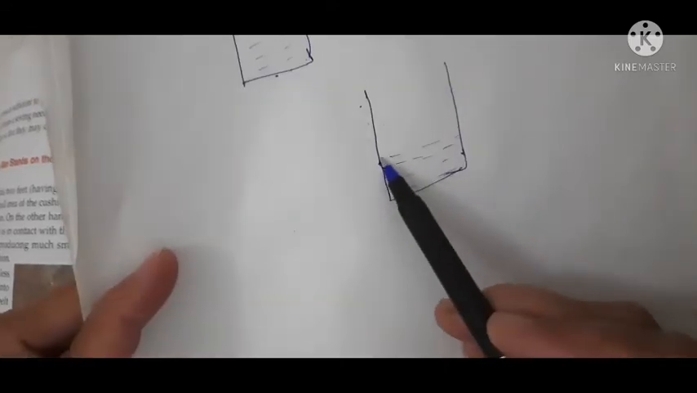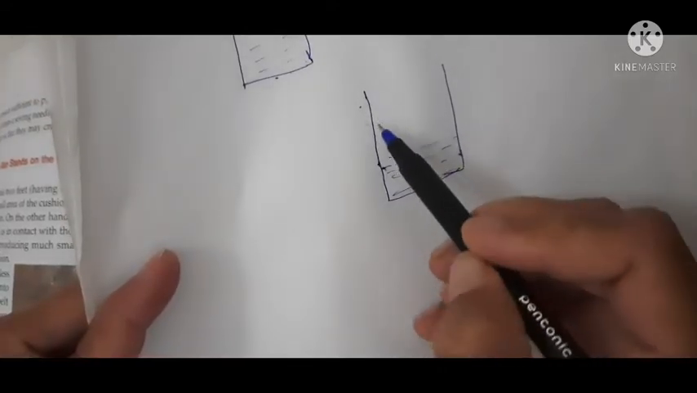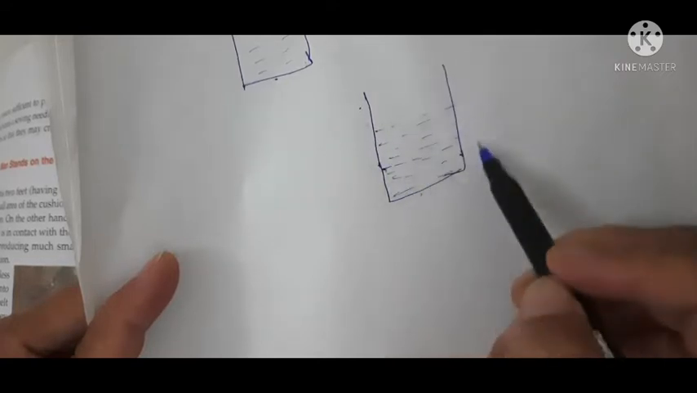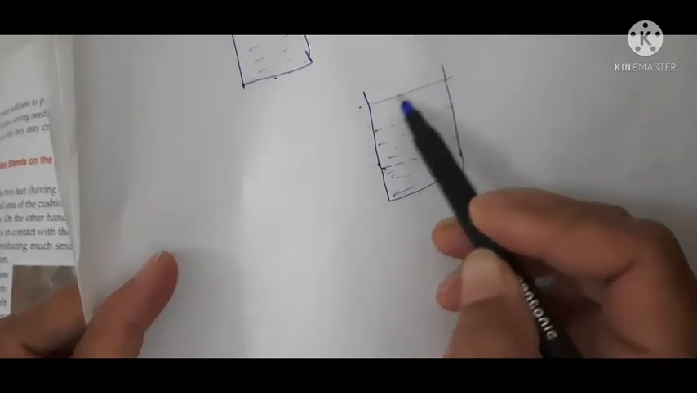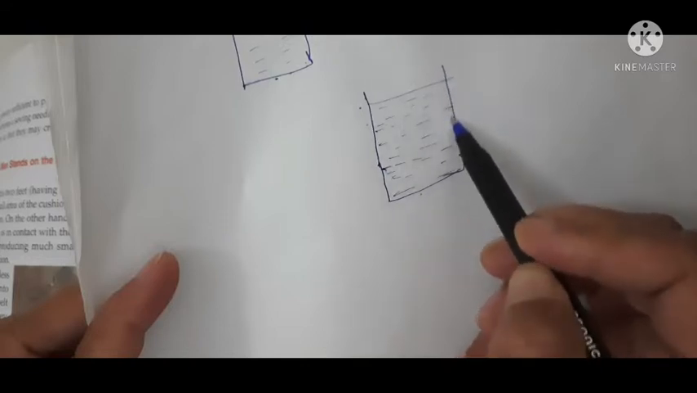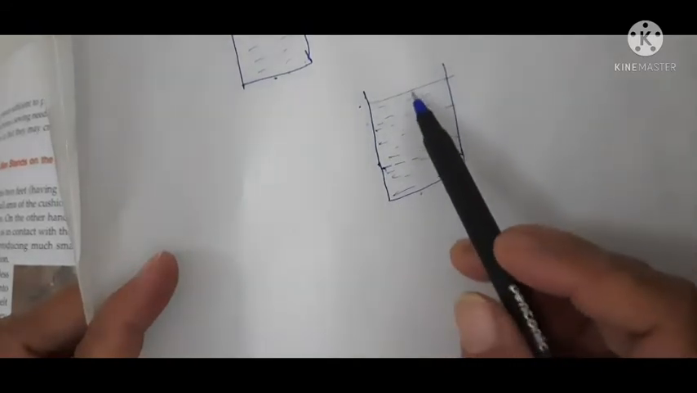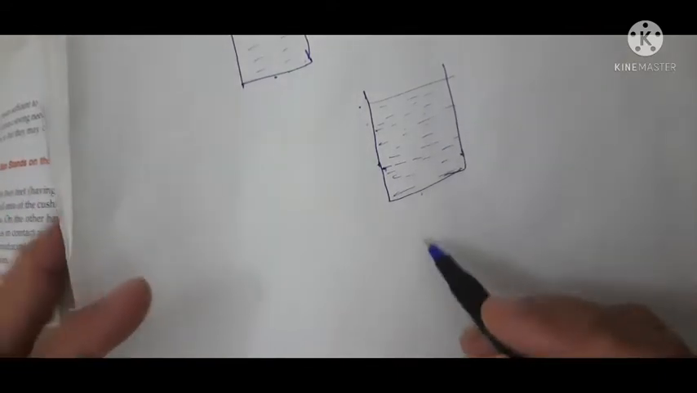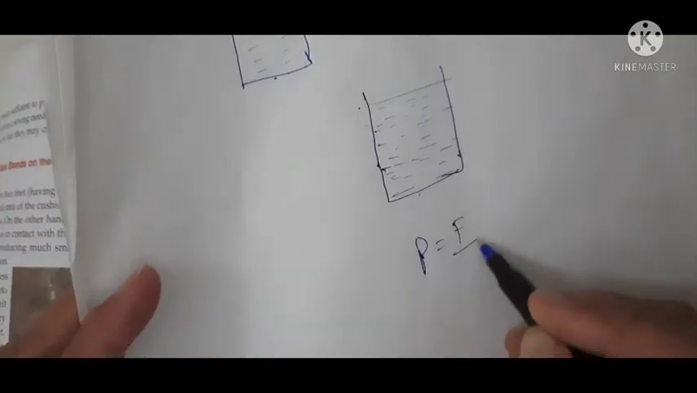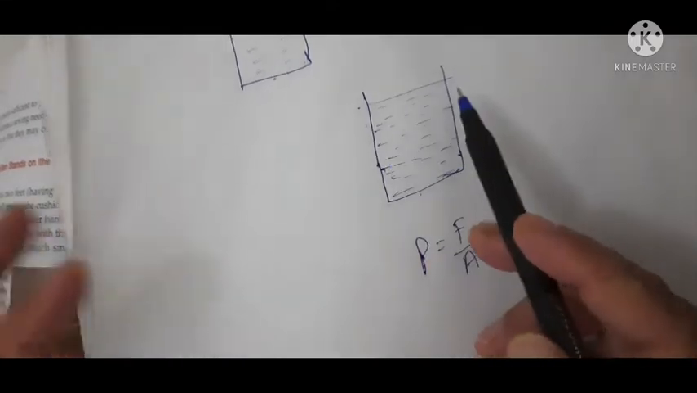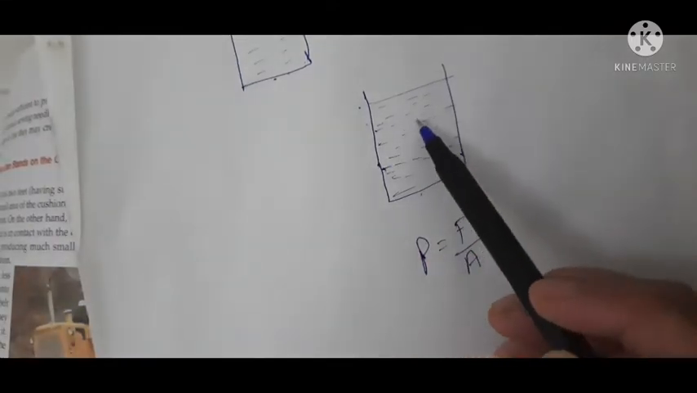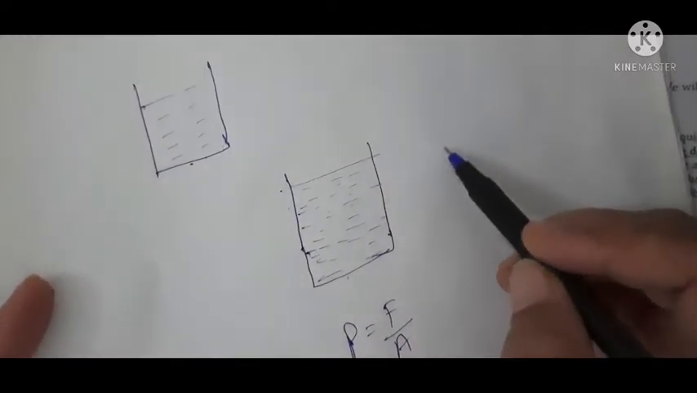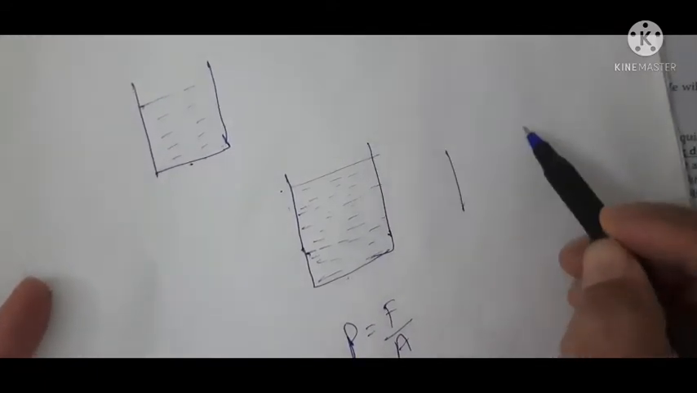Now what will happen? Here the pressure will be less. Now you increase the depth, pressure will be more, pressure will be more. So is depth increasing or not? So why is pressure more? Because pressure is equal to force upon area. Now here what is the force? Force is the weight of the liquid. Now again, see this example.